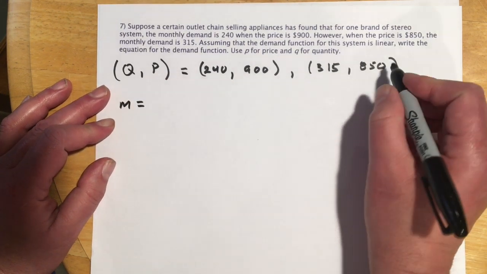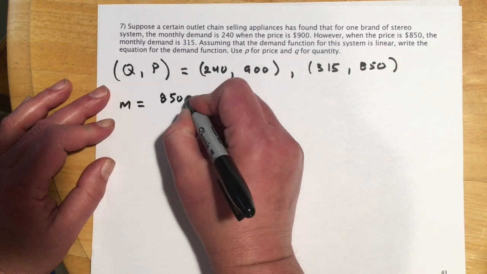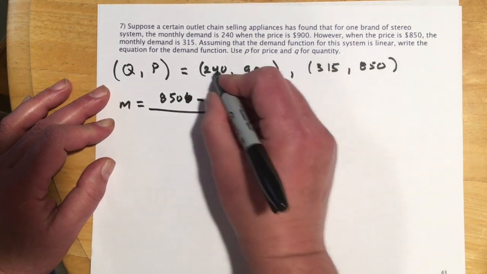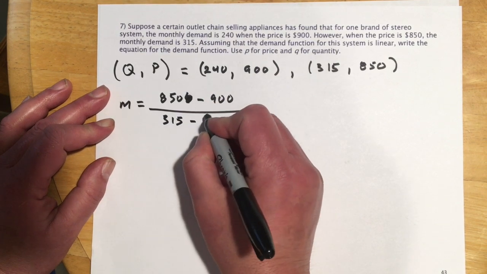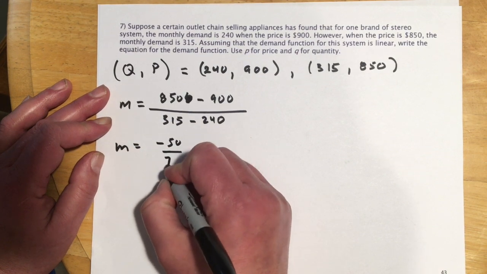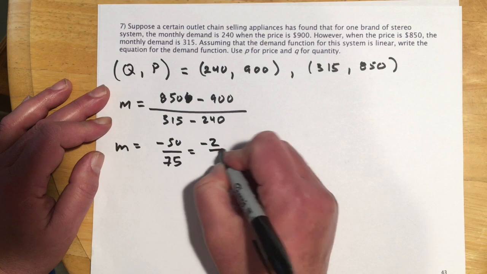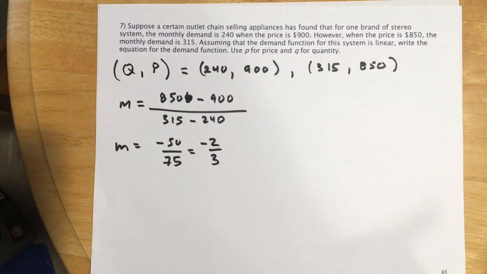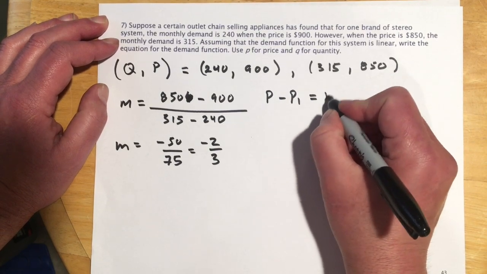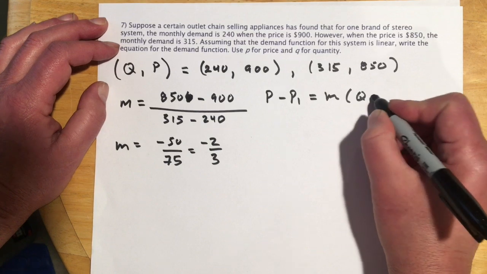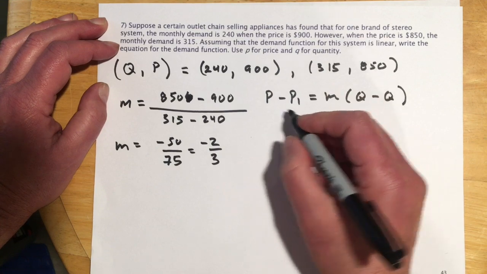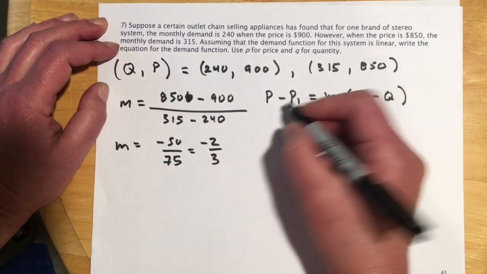So then m is 850 minus 900, and then 315 minus 240. And so I got negative 50 over 75, or negative 2/3. And then I'm just going to do that same equation again, P minus P1 equals m, and then Q is like our X, so Q minus Q1. And we'll toss in the slope and a point, and I did the first one.